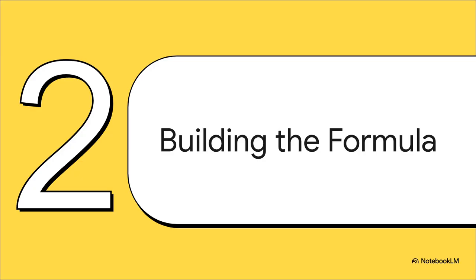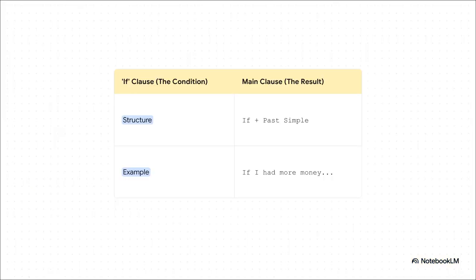Okay, so how do we actually build it? The great news is there's a super simple and really consistent formula. Let's take a look at the blueprint. Every single second conditional sentence has two parts. The first bit is the if part. That's your imaginary condition. It uses a past tense verb, like if I had more money. The second part is the result, and that's where would comes in. I would buy a new car. So you've got the condition and the result. That's the whole formula right there.